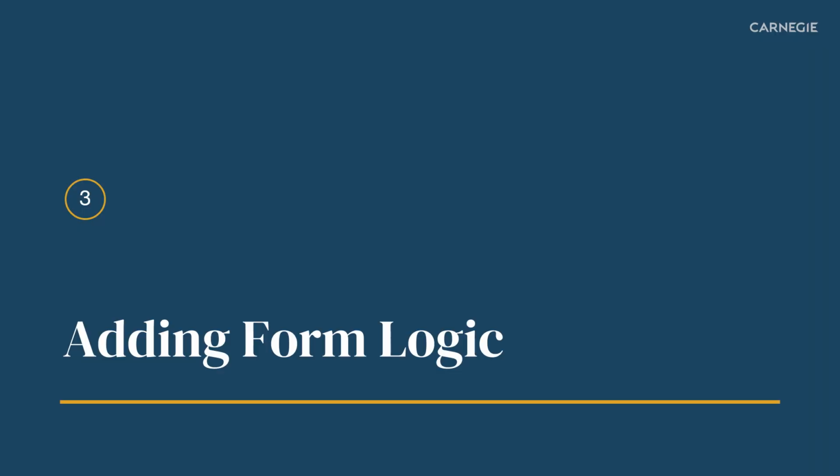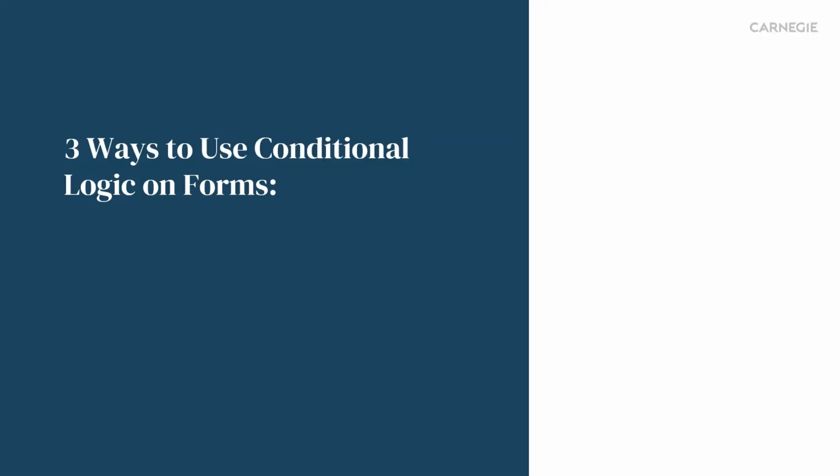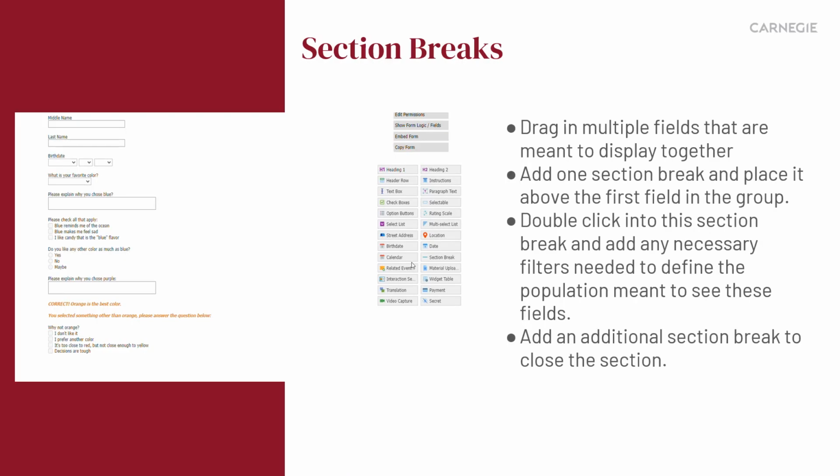Now for the fun part, adding conditional logic within your form. There are three primary ways to use conditional logic on forms: by section, by field, and by prompt. First, section breaks. To add conditional logic filters into a section break, first drag multiple fields that are meant to display together in a group.